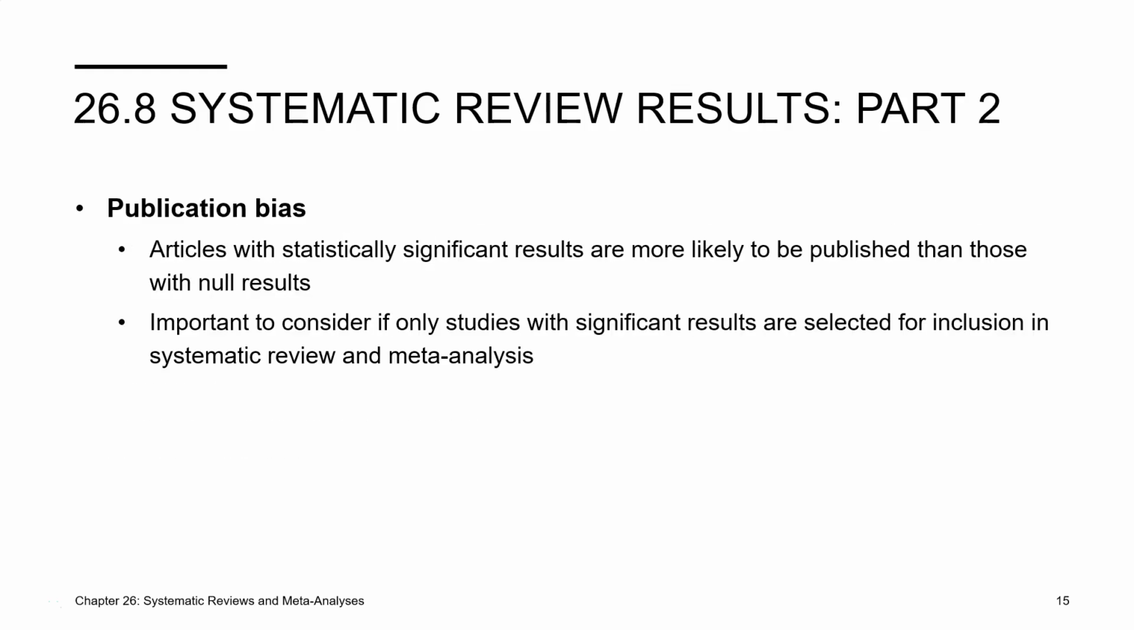So one thing that must be kept in mind is publication bias. Articles with statistically significant results are often more likely to be published than those with no results. So this is important to consider if only the studies that you are finding have significant results and are selected for inclusion in your systematic review and meta-analysis, there may be some sort of publication bias that you must account for within the reporting of your review.